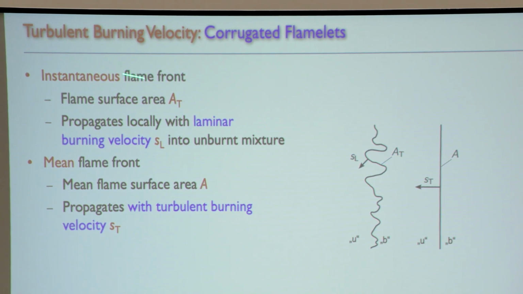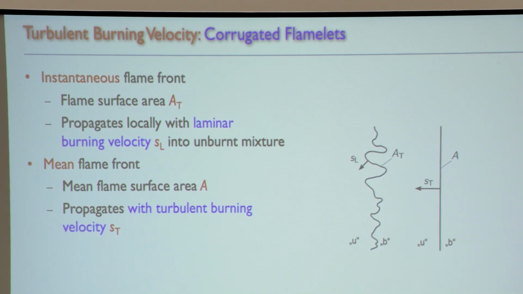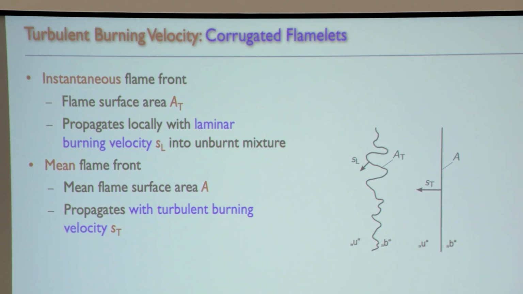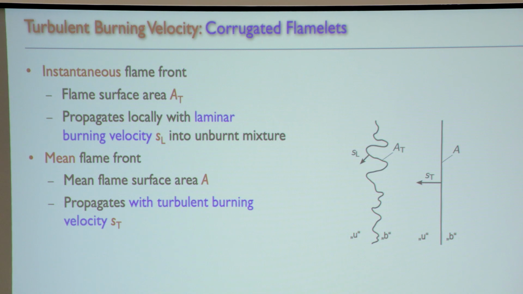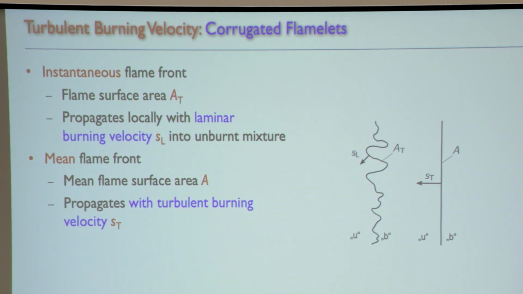So the instantaneous flame front has a surface A_T, a very large surface, let's say, and it burns locally with the laminar flame speed. Why with the laminar flame speed? Because in the corrugated flame regime, which we're considering now, the flame is so thin that the structure of the flame is not disturbed by the turbulence. So it burns locally with the laminar flame speed.